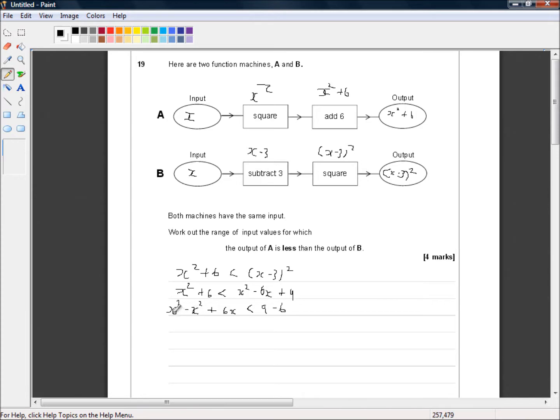And that simplifies. We can get rid of the 2 X squared terms because they're subtracted from each other, which makes 0. So we're left with 6X is less than 9 minus 6, which is 3. So X is less than 3/6, which will cancel down to X less than 1/2.